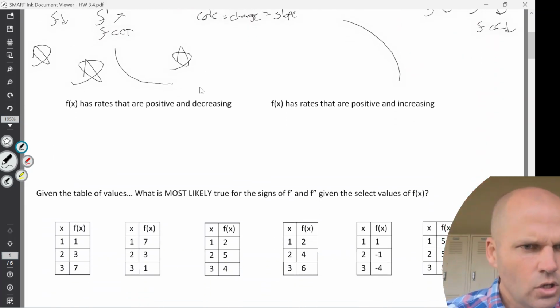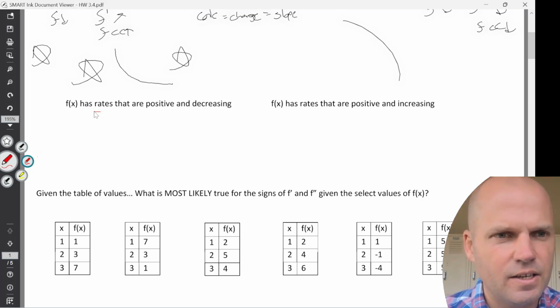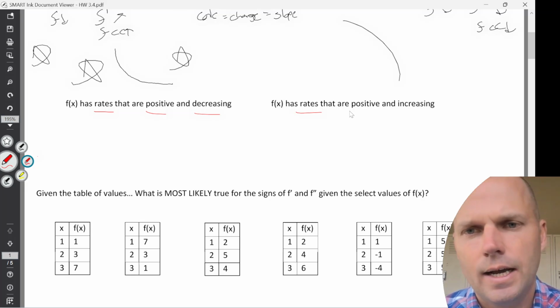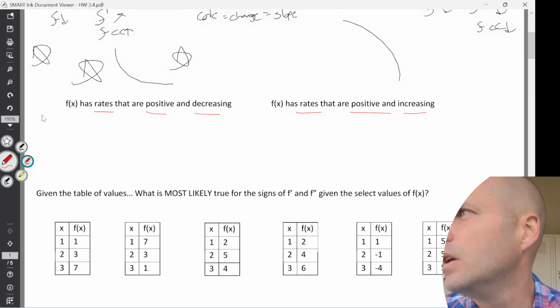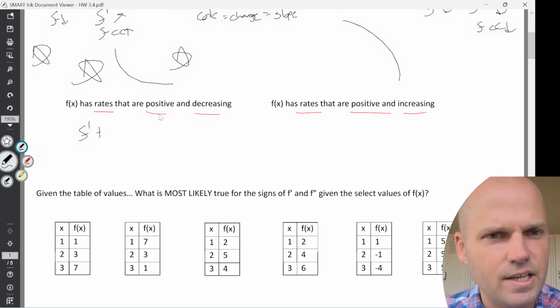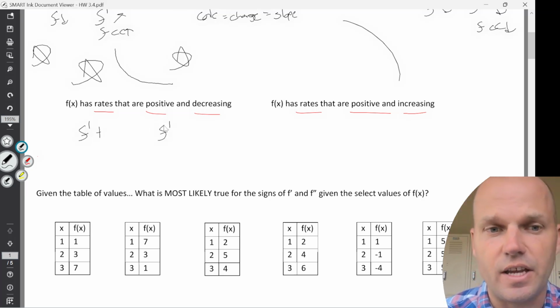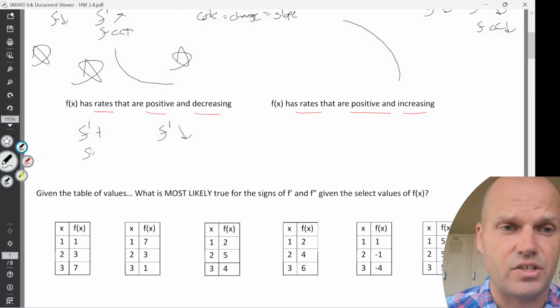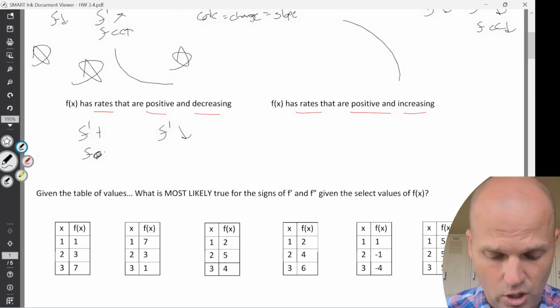Cool? So whenever we see the word rates, what's best is actually to translate it, not to try to just think about it. Like rates that are positive. Okay, my rate is positive. Rates that are decreasing. Okay, my rates are decreasing. If my rates are positive and my rates are decreasing, I know my function is going up.